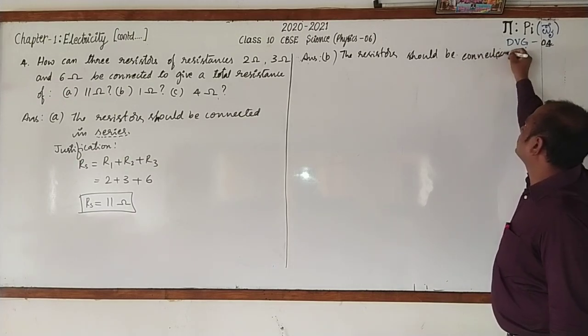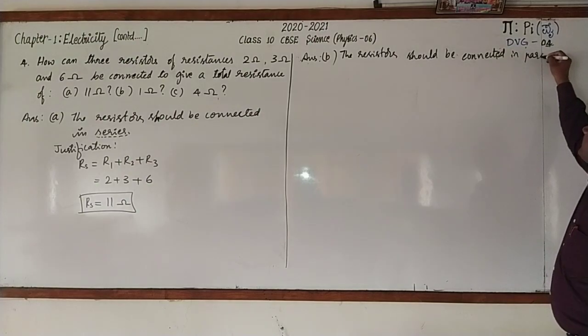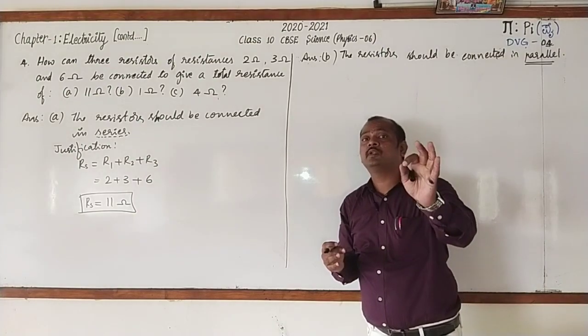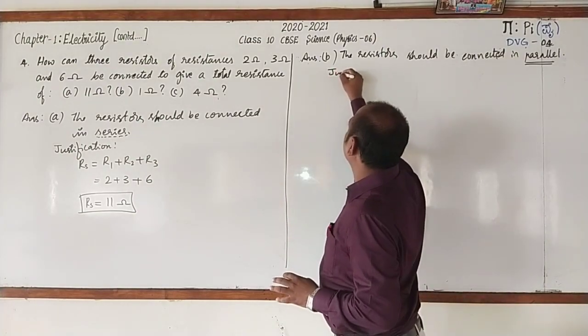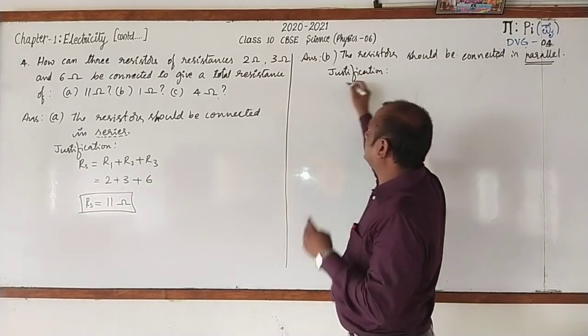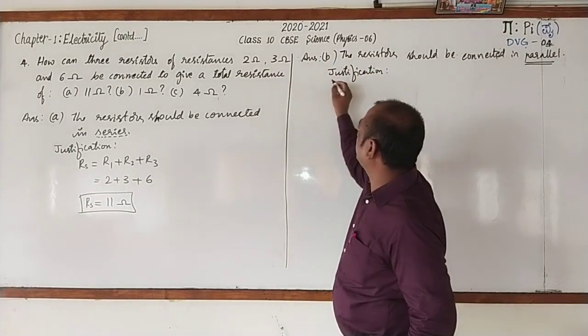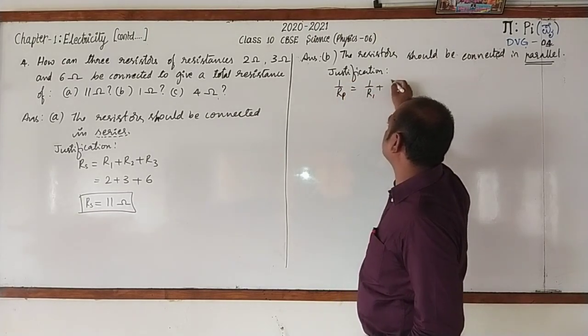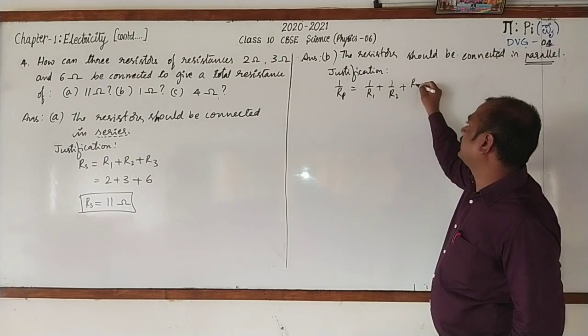What do you write? In parallel. Very important one. Let us go for giving justification for your answer. Justification. Then here 3 resistors are there. We are going to connect them in parallel. 1 by Rp is equal to 1 by R1 plus 1 by R2 plus 1 by R3.